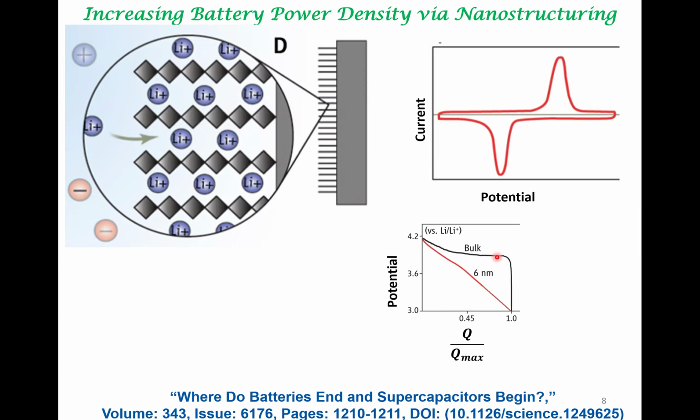But if the battery material is made up of nanostructured material, what you observe is a linear decrease in potential as the charge decreases. So why is this important? This behavior is very different from this behavior. In this one, I is proportional to the square root of the scan rate. But in this behavior, I goes linearly with respect to scan rate. I is linearly proportional to the scan rate.